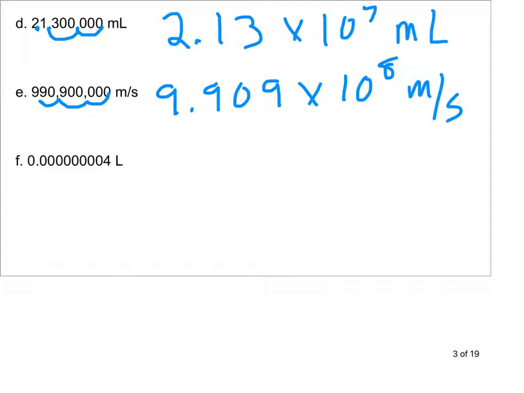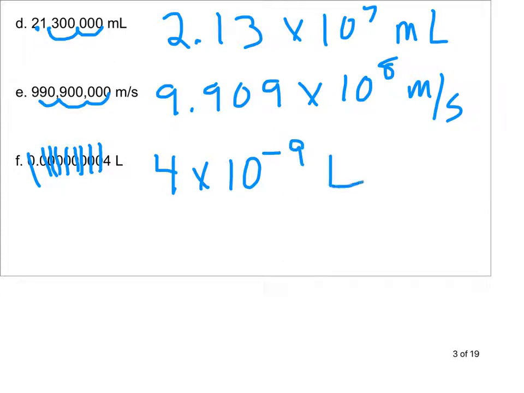And a little tiny number again, we're going to keep the 4 times 10 to the negative. Again, just count your zeros. 1, 2, 3, 4, 5, 6, 7, 8, 9 liters.